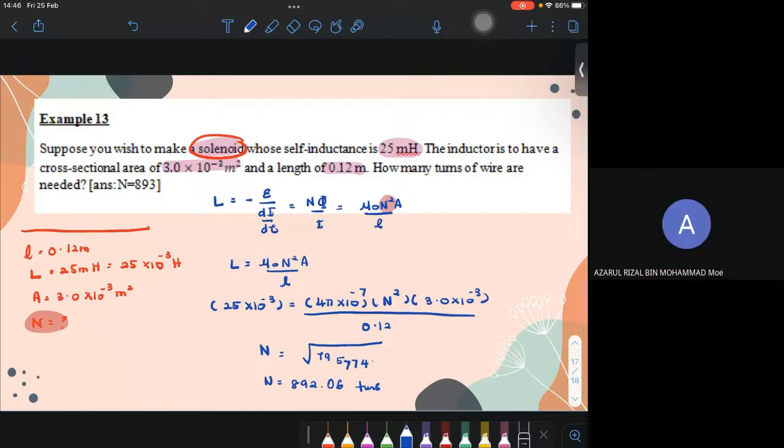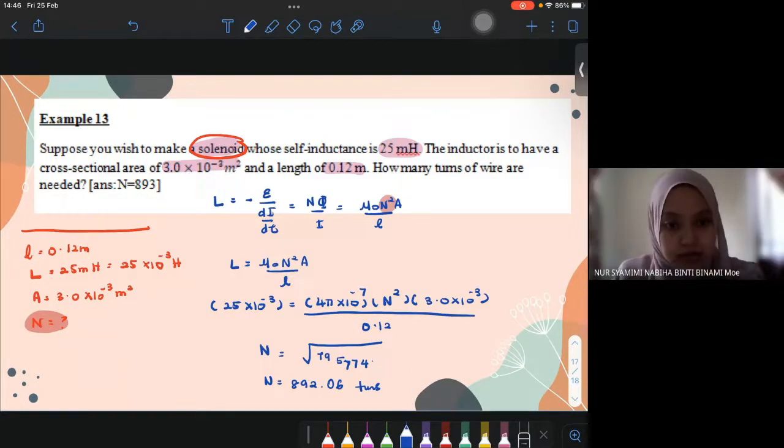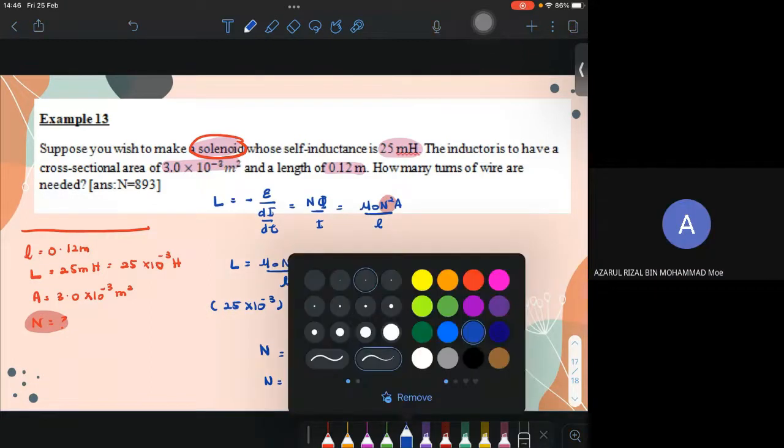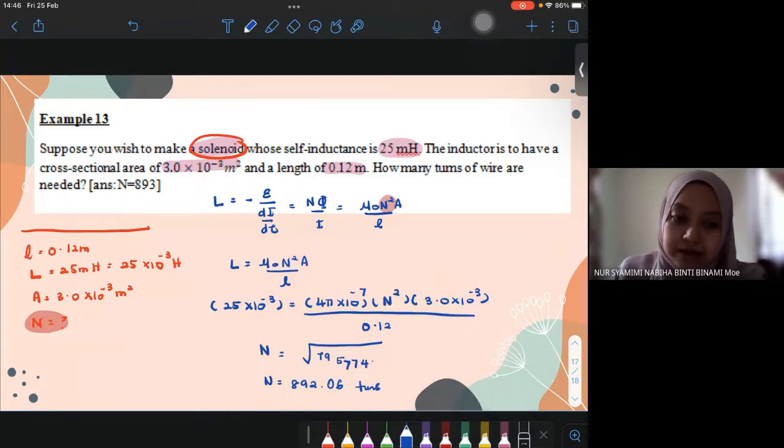Tidak, madam. Okay, apa yang betul? 892 turns. Okay, good, very good. Sebab dia 892.06, so 06 ni dia belum cukup sifat. So kamu boleh concludekan dekat sini N is equals to 892 turns.